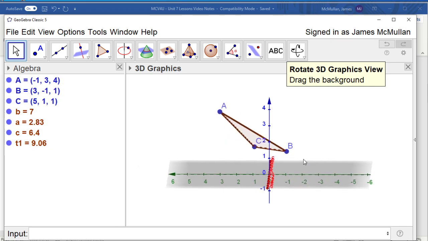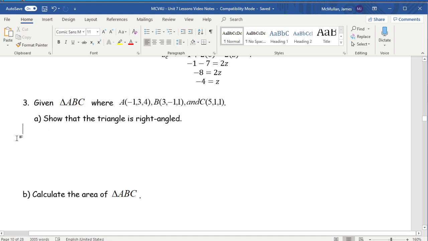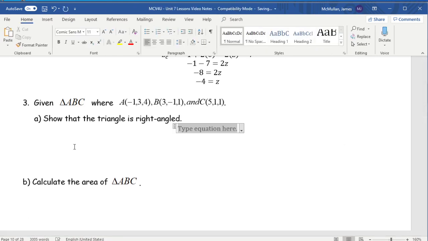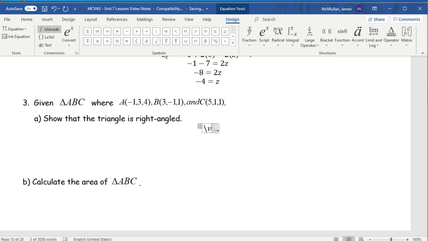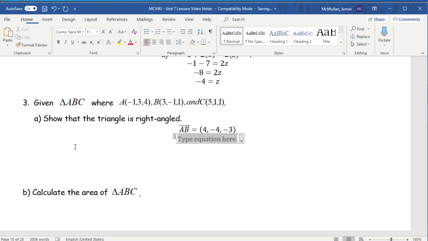Now, how would I show that it has a right angle without looking at it? So show that the triangle is right angled. Okay, I don't really know what to do here. So let's just start with what we do know how to do, which is we know how to get each of the vectors. So vector AB, for example, how would I get from A to B? To get from -1 to 3, I'd have to go 4 in the x. To get from 3 to -1, I'd have to go -4 in the y. To get from 4 to 1, I need to go -3 in the z. So there's vector AB.